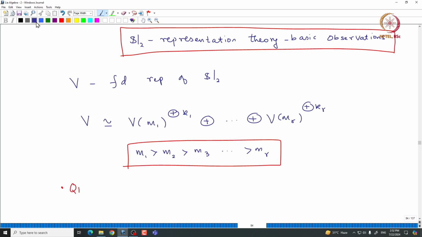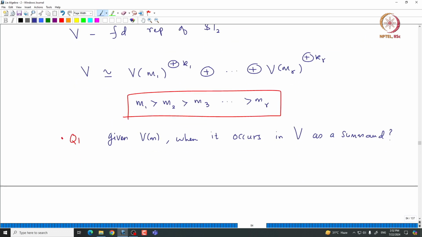Question 1. Given V(m), when does it occur in V as a summand? Is there any easy combinatorial way to determine this? That is the basic question. So, give a characterization of the multiplicity of V(m) inside capital V. That is the second question.